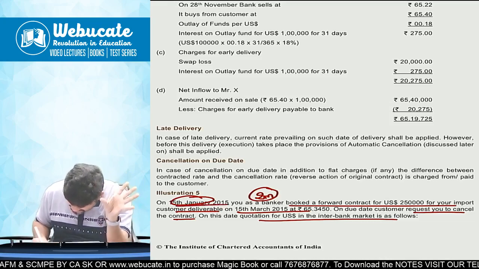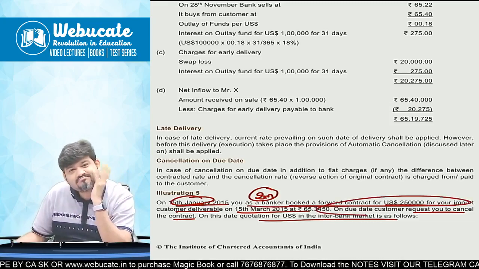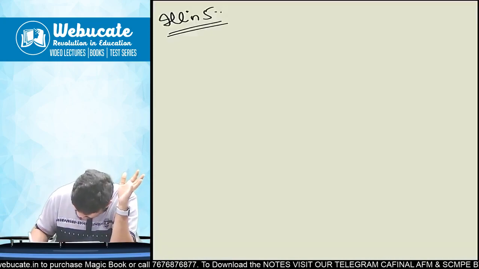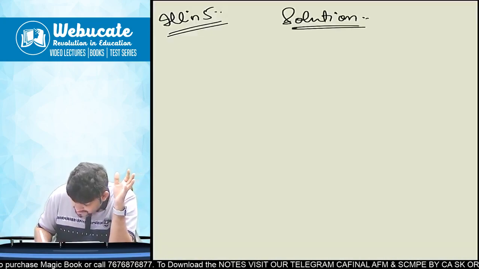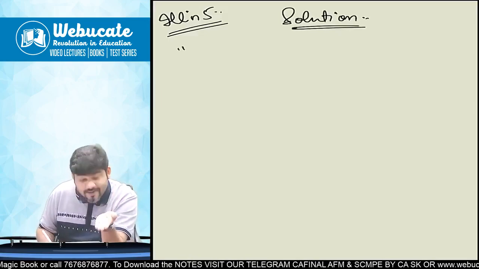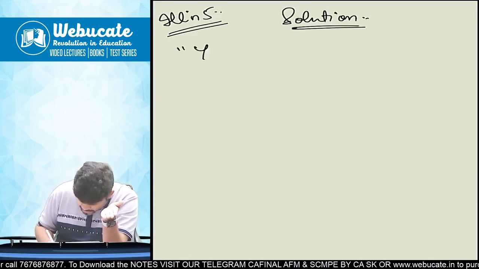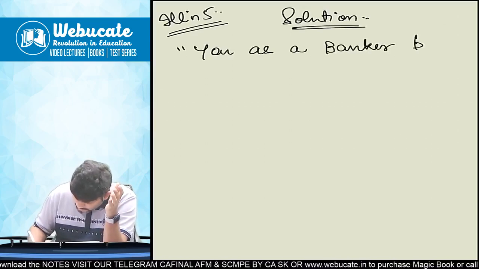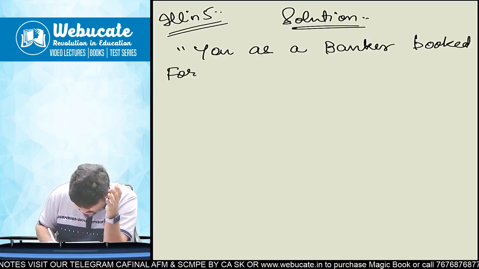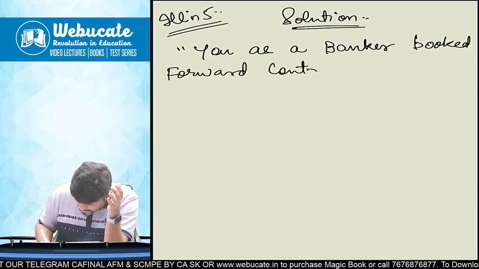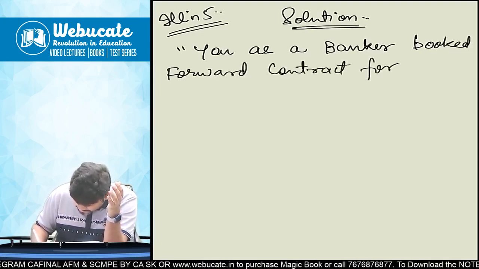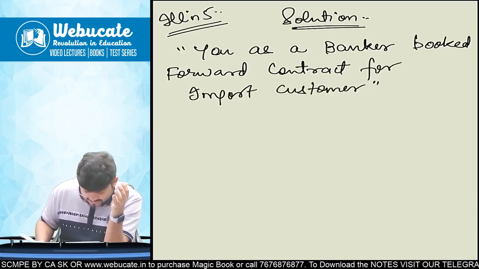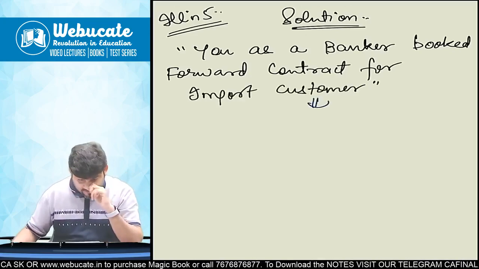On 15th January, you as a banker booked a forward contract for an import customer, deliverable. What does this mean? First, let's understand the meaning of this. You as a banker booked a forward contract for an import customer. What does this mean? You have to tell me. Come on, I'm waiting.